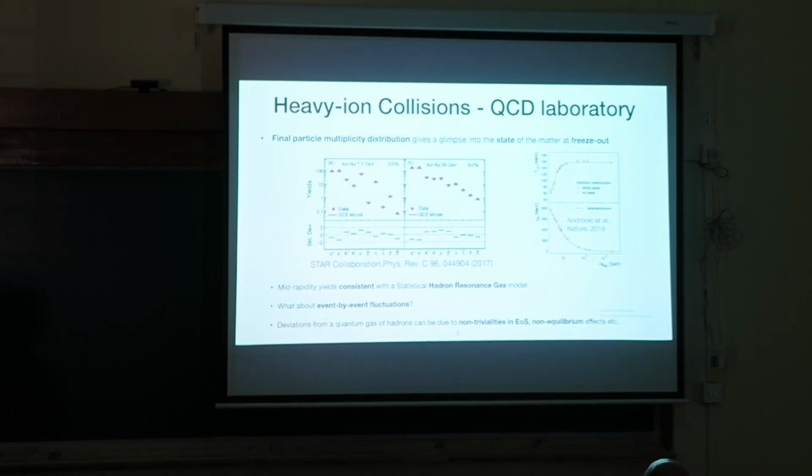So if you see any deviations in the event by event fluctuations from a quantum gas of hadrons, then this can be due to some non-trivialities in your equation of state, such as the presence of a critical point or some other enhancements due to this transition in the degrees of freedom. Or it can be due to non-equilibrium effects.